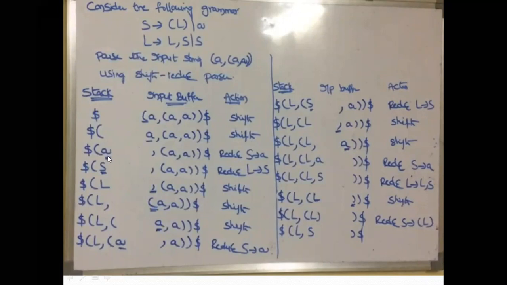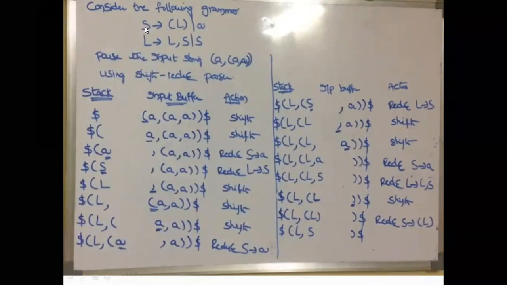Then small a is considered as a substring. Is there any production that has this substring in the right hand side? What is the substring here? Small a, and that small a is present. Yes, we have a production in the right hand side. If S is a production with small a, then in the right hand side we have small a, and we replace this small a with capital S.